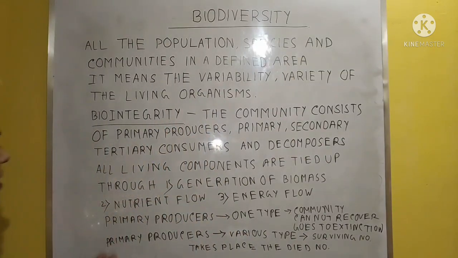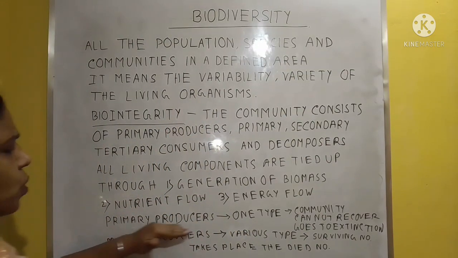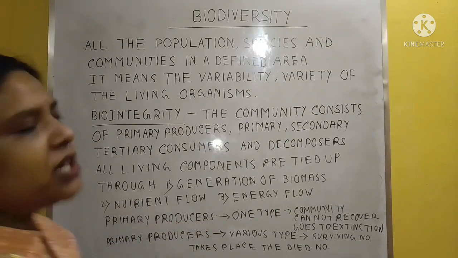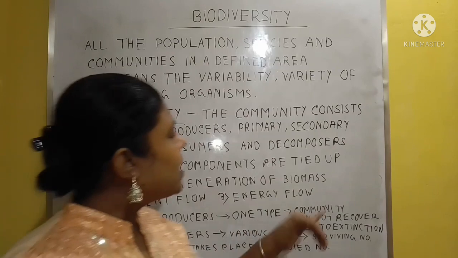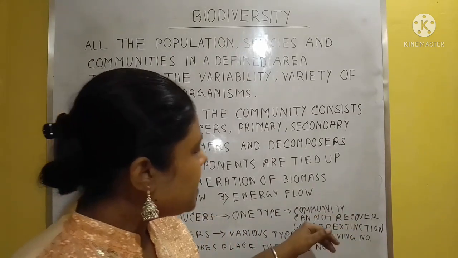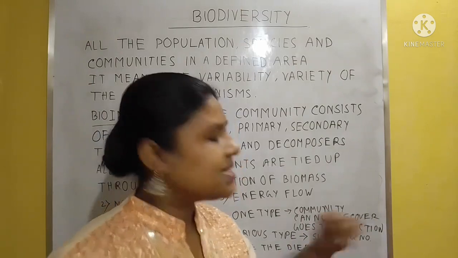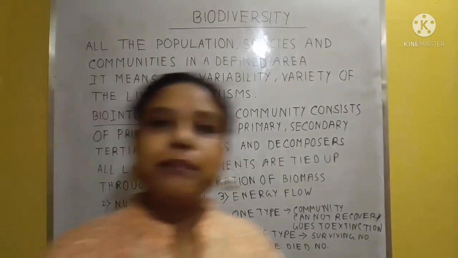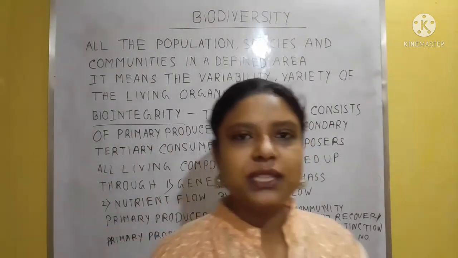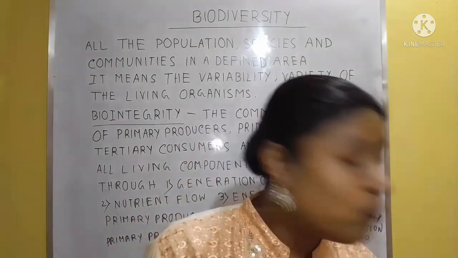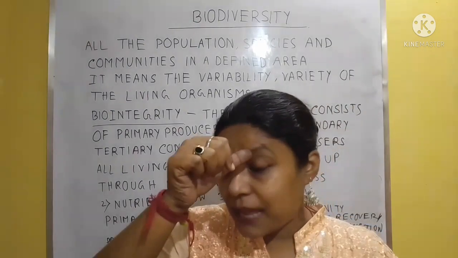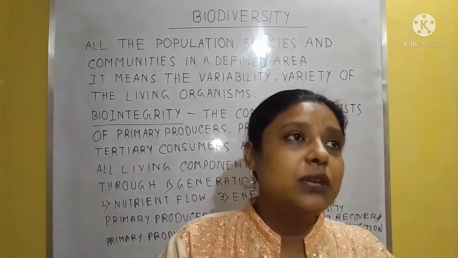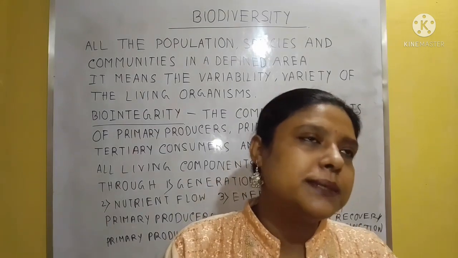Okay, so now we read about primary producers. There are two types we can see. If the primary producers are only one type, the community cannot recover and goes to extinction. Suppose you just imagine the producers are only one type. What happens if some climatic changes occur? Suppose you think about an earthquake or flood or any disaster that happens there.